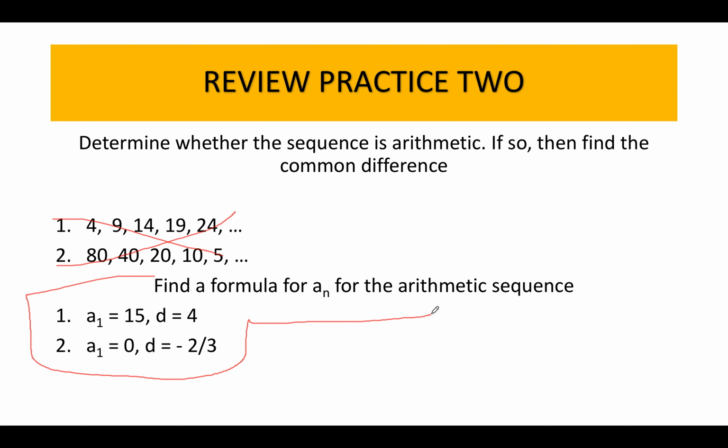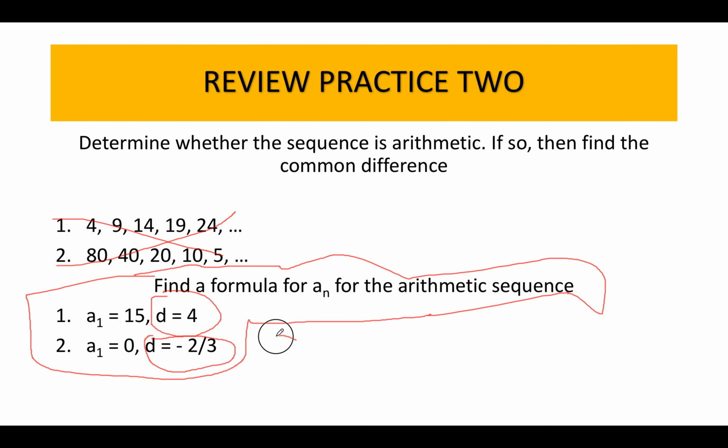Find the formula A of n for the arithmetic sequence. That's what we're doing. Very simple. If it's an arithmetic sequence, then we know that there's a common difference. Here they're giving us the common difference. D equals 4 here. Here D is negative 2/3. So here it's increasing by 4, and here it's decreasing by 2/3. And they give us the first term in each case. So pause the video, try it out, and then you can play the video back to look at the solution.